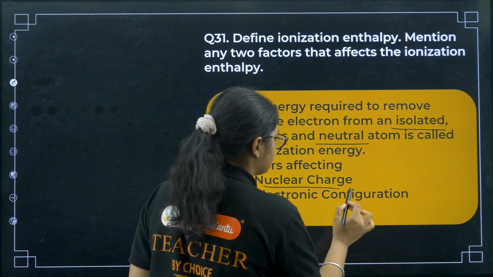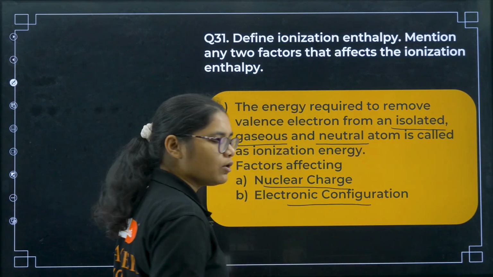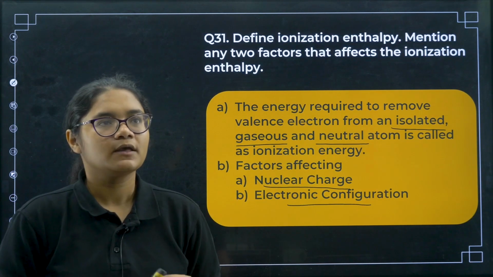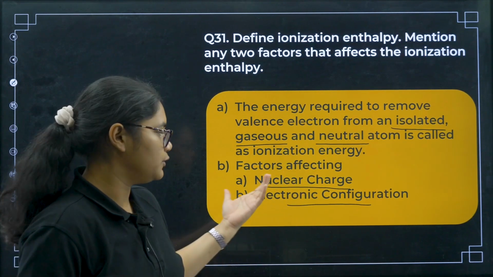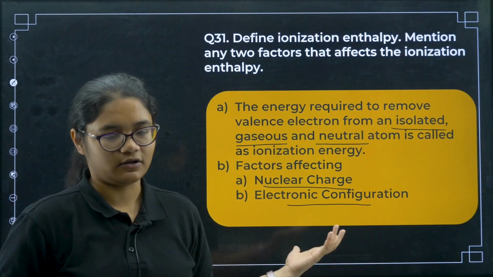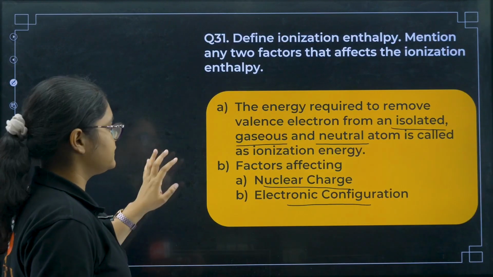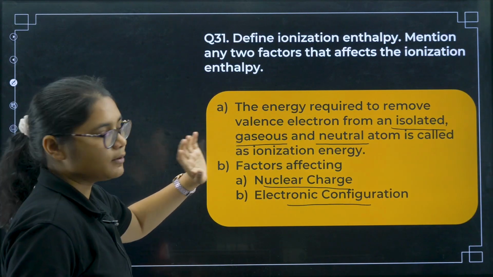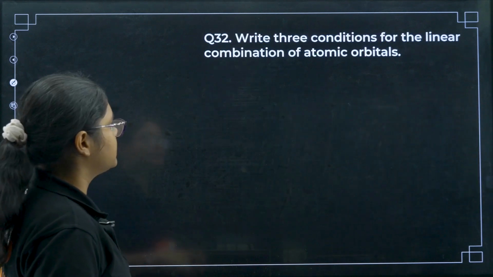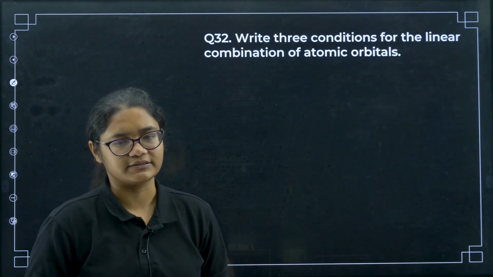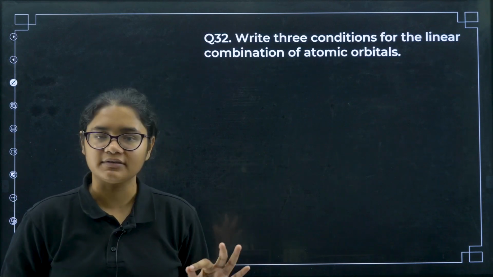Next, what we have? Factors, you can write the effective nuclear charge and the electronic configuration. You can write about size. Okay, you can write what else factor? Effective nuclear charge, size and electronic configuration. Next, so you'll get it easily 3 marks, this carries 1 mark, this carries 2 mark. Next we have question number 32, write 3 conditions for the linear combination of atomic orbitals. This is also very simple, just you have to mention 3 conditions.